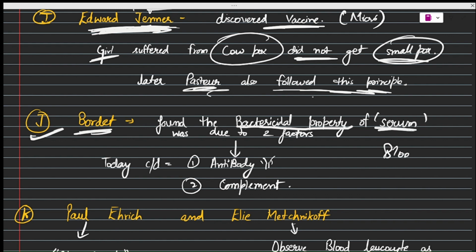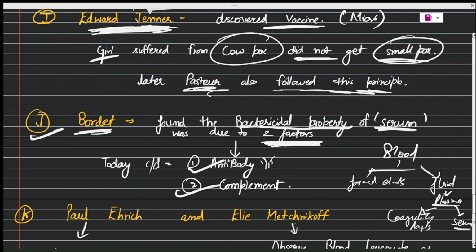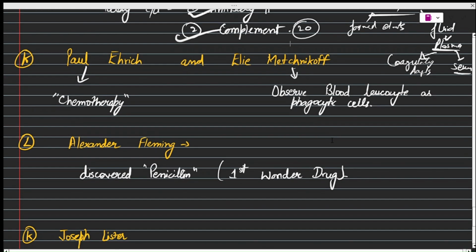Blood contains two components, which are formed elements, and the other one is the fluid part, which is called plasma. If we remove coagulating agents from this plasma, then we are left with serum, and serum contains two factors, as he used to call them at that time, which we call today antibody and complement. Antibodies, you all know, are Y-shaped and of 5 different types, and complement are a set of 20 proteins which are formed by the liver and remain inactive in blood until we need them.